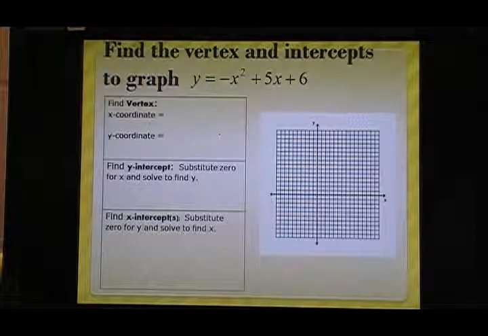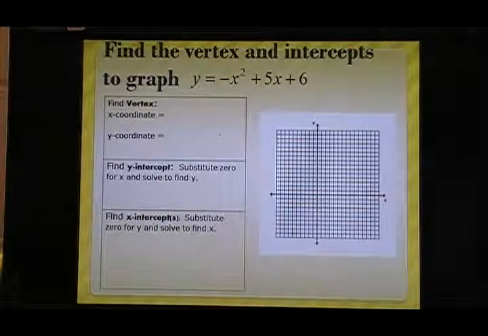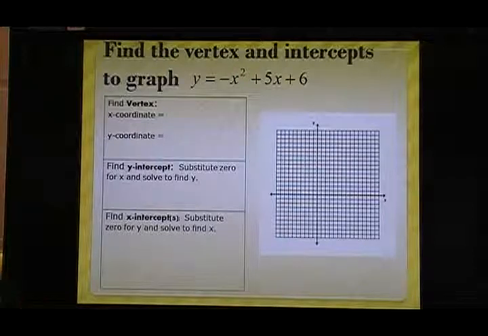So another strategy that you can use is specifically focusing on these three things when you're graphing a parabola. Find the vertex and intercepts to graph. So if those are the directions, you know you're going to have to find the vertex, the y-intercept, the x-intercept, and then go ahead and use those and anything else you might need to graph your parabola.